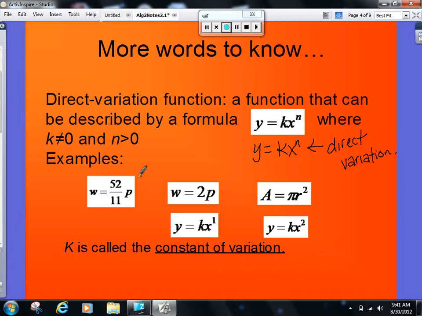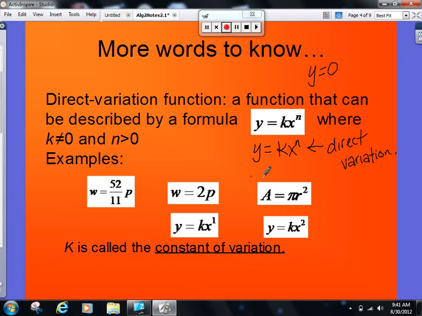Okay, it's a direct variation function if it follows this pattern. Okay, k can't be 0, so I can't have y equals 0, because notice if k was 0, then you wouldn't have an x anymore. And n has to be positive. Okay, you can't have a negative exponent there.